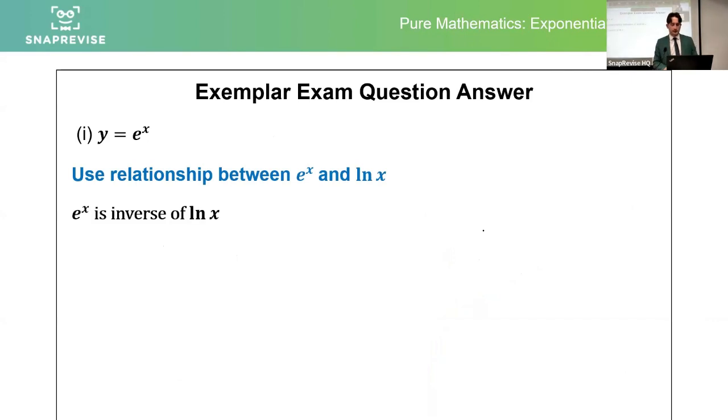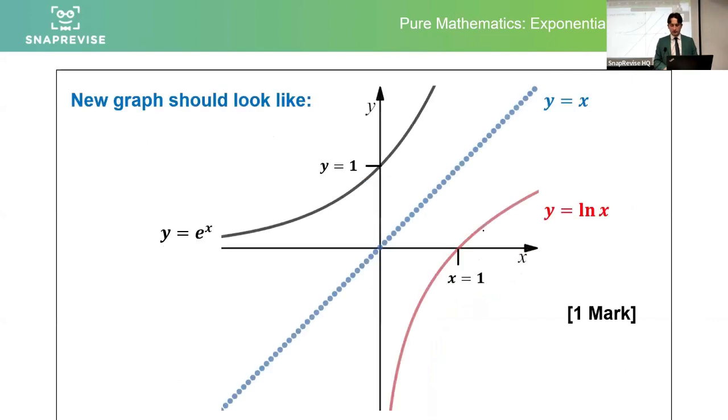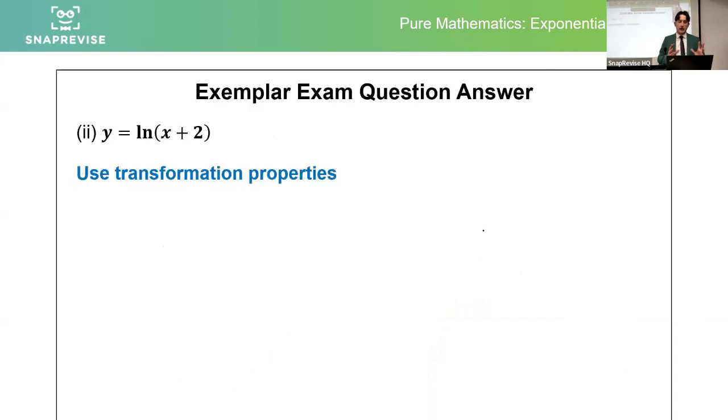e to the x is the inverse of ln x. So therefore, there's your sketch straight away, and we've literally just been through that. So it's just a sketch, get the shape right, get the key points right. There's your mark. Next one, ln x plus 2 is a transformation, isn't it?